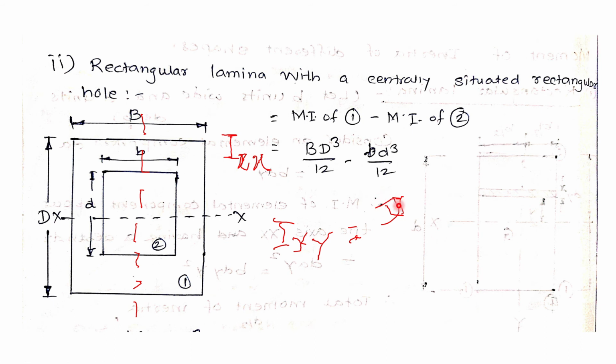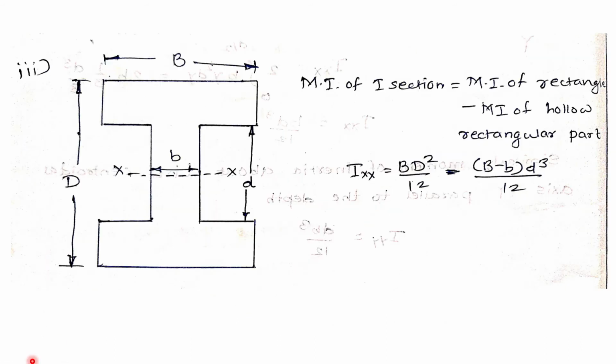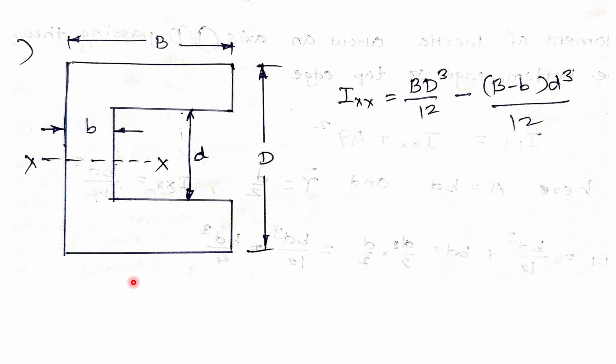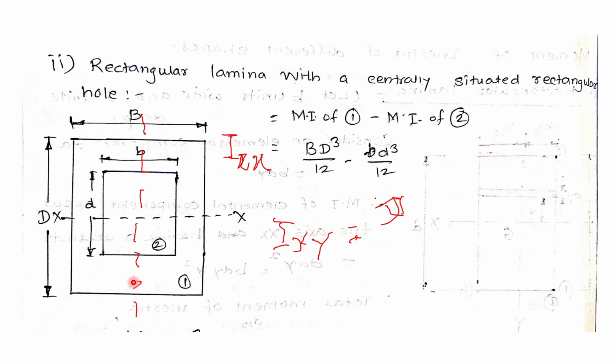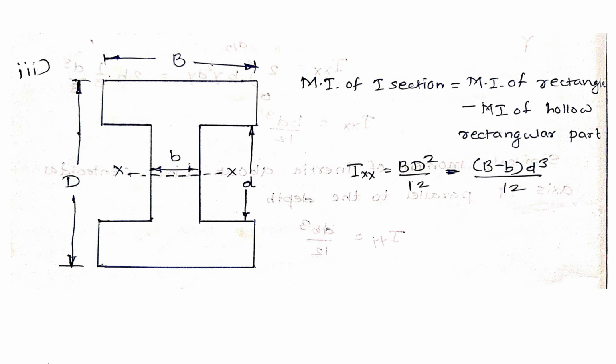So according to that, the values of d and b will be changed. This value of d and b will be replaced, and according to that you will get the formula. Now the next figure, the next shape, is the I shape.